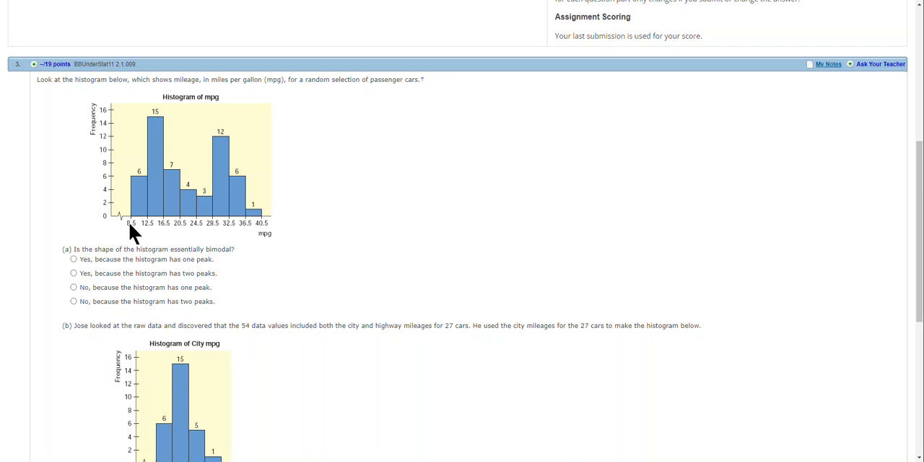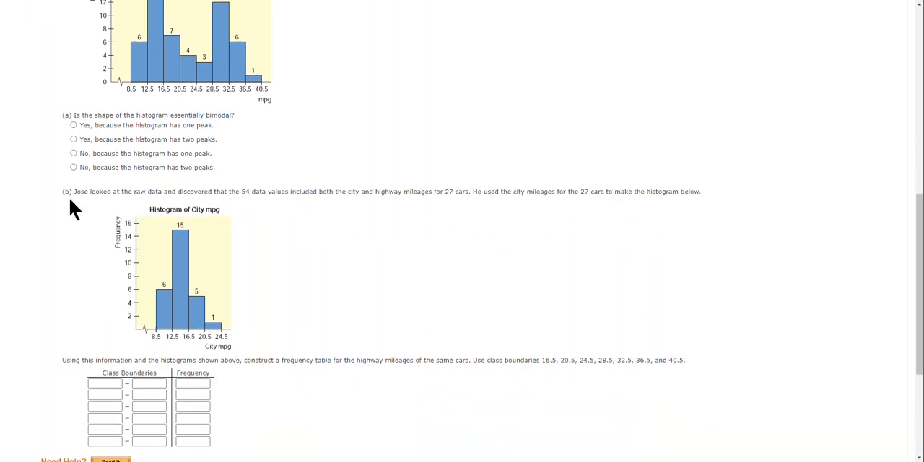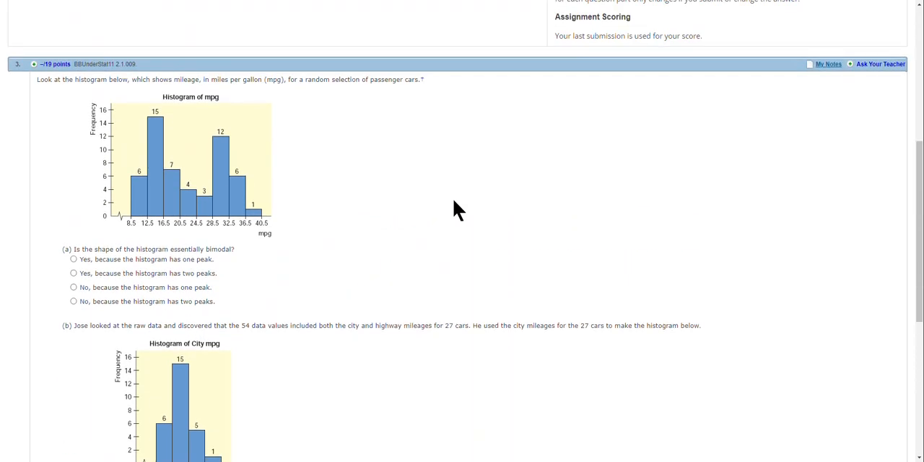The class boundaries are 8.5 to 12.5, 16.5 to 20.5, and so on. Question B says that Jose is looking at the raw data and discovered that 54 data values included both the city and highway mileage for the 27 cars. So this is both, right? This is both highway and city. This is all cars, both highway and city.